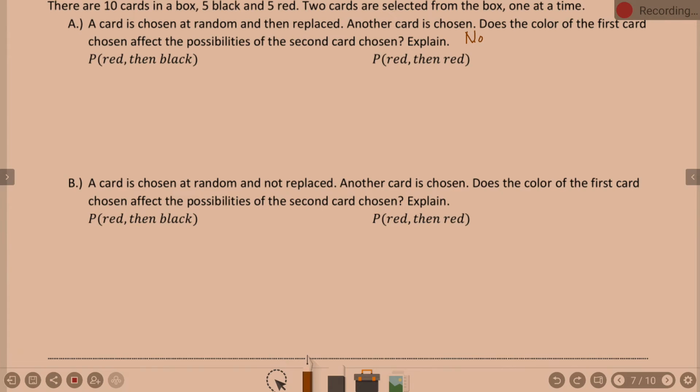So, probability of red then black. What's the probability of drawing the red card? 1/2. I'm going to start with it's 5 out of 10, but I do agree that'll be 1/2. Then, what's the probability of drawing a black card? 5/10.